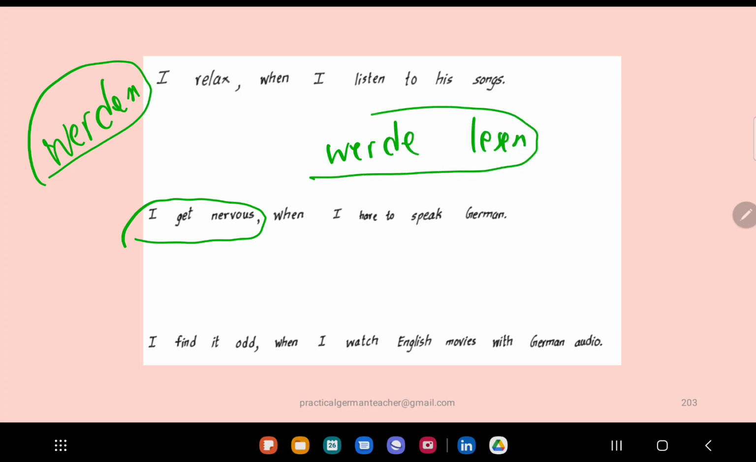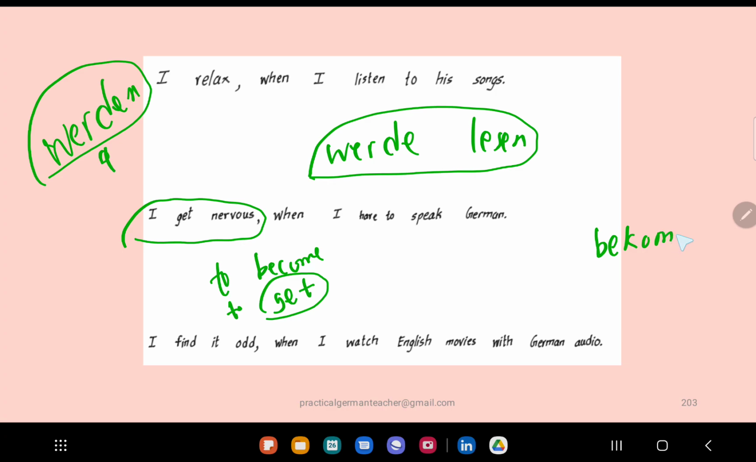The other way to use werden is to say to get or to become. For example, if you want to say I get nervous, here you will have to use werden for ich. Also, you can say I become a data engineer, right? If you're a data scientist, or the other way around. So ich werde data engineer, right? So to become or to get. Now when you use get, there is also this verb to get, which is bekommen, right?